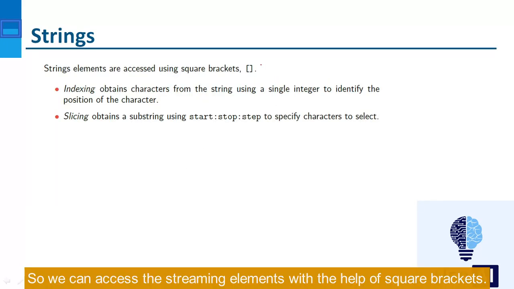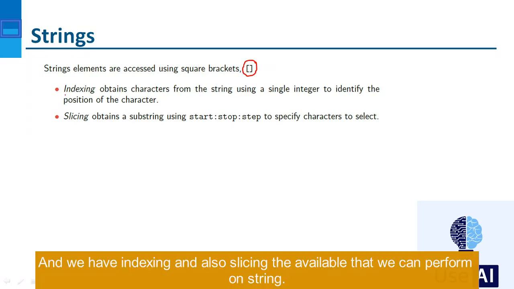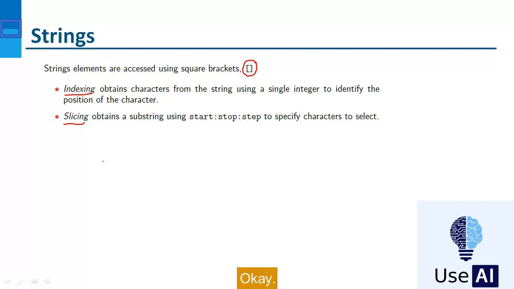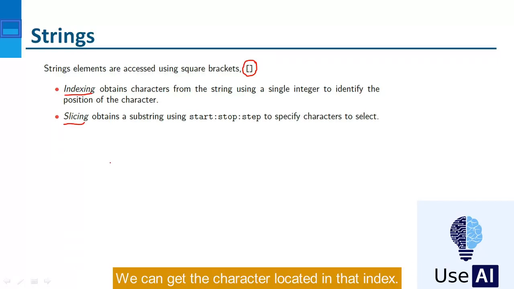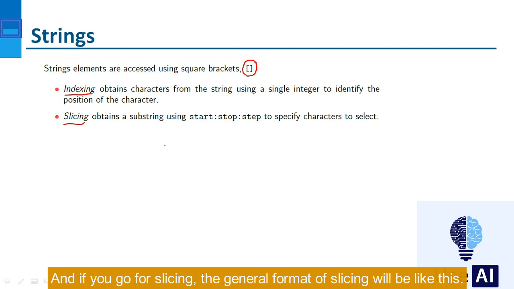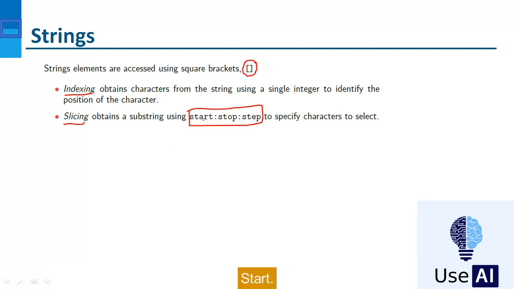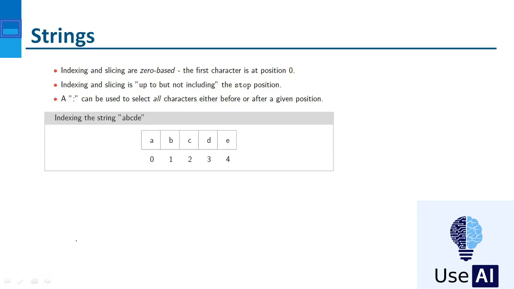So we can access the string elements with the help of square brackets. And we have indexing and also slicing available that we can perform on strings. As we know, indexing is based on that particular index, we can get the character located in that index. And if you go for slicing, the general format of slicing will be like this: start, stop, step size. We'll see with examples, then you will understand much better.